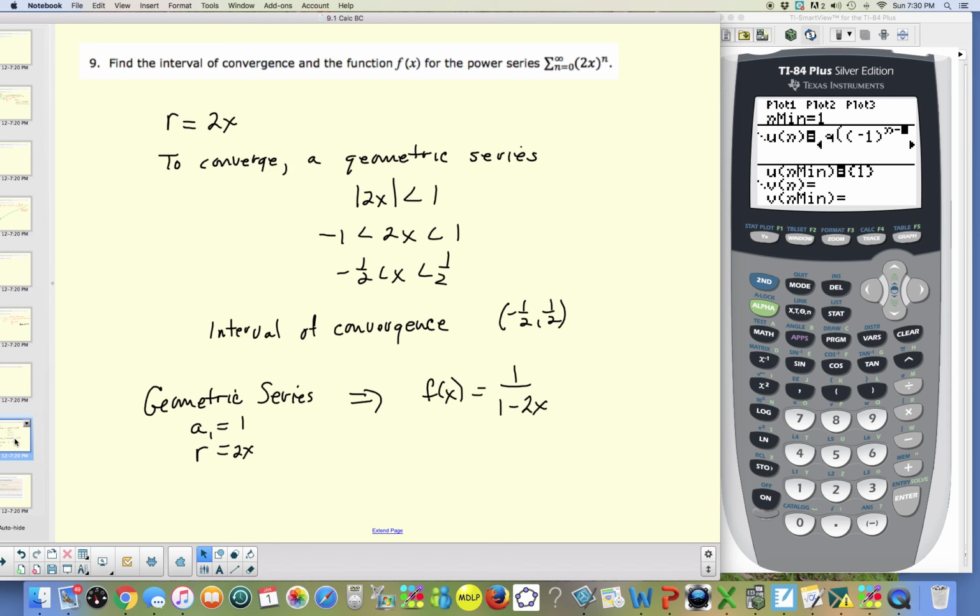Now, since it's a geometric series, I know the first term, I know the ratio, I can use the formula to represent the function, and f of x is equal to 1 over 1 minus 2x.